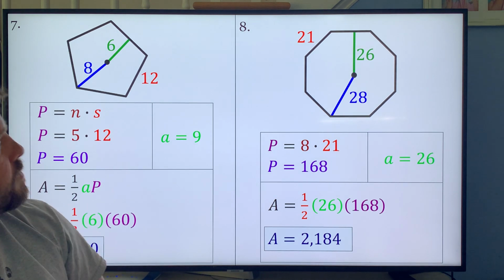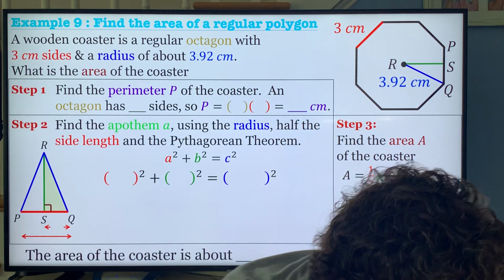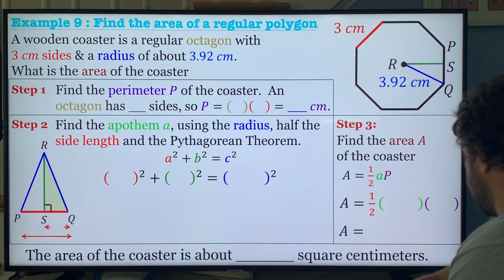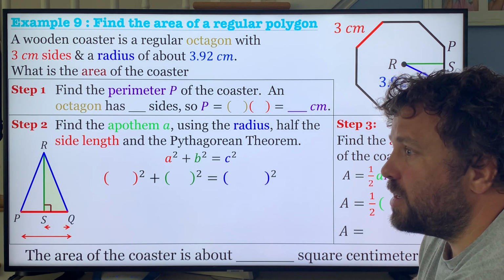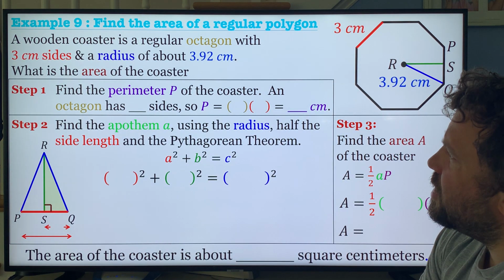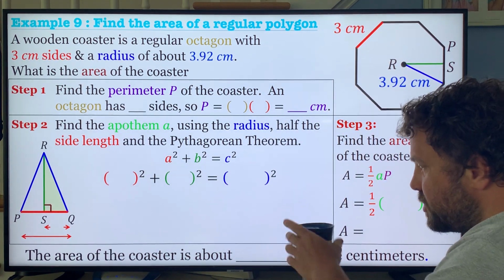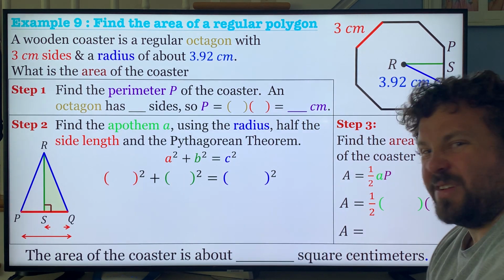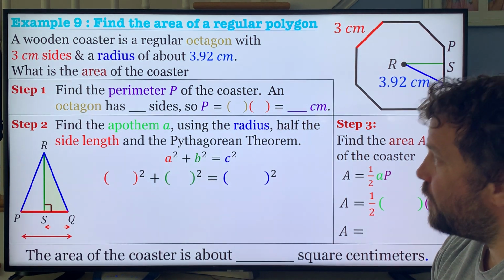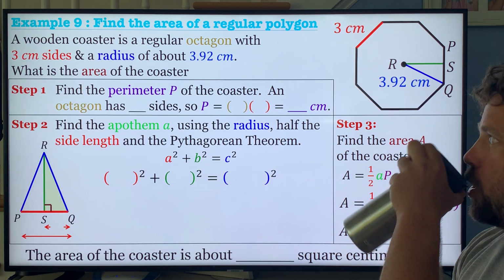All right, you good? Let's crank it up a little bit. Find the area of a regular polygon. Now, this is when you would use the radius. First, a wooden coaster is a regular octagon. A coaster is something you put, like I would take my coffee and put it on the coaster so I don't get a ring. I don't have any coasters. It is a regular octagon with 3 centimeter sides and a radius of about 3.92 centimeters. What is the area of the coaster?